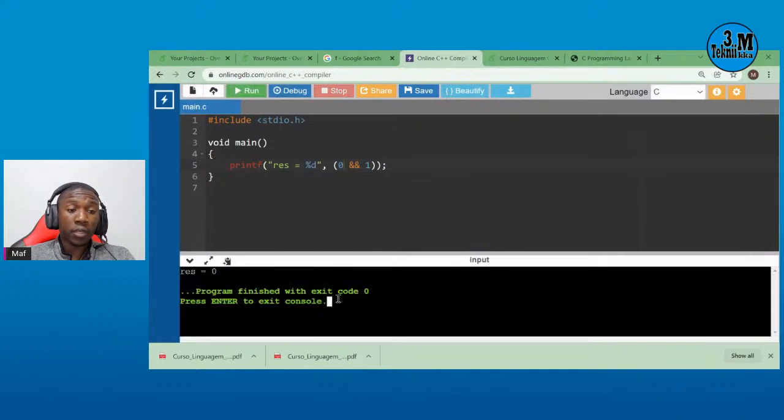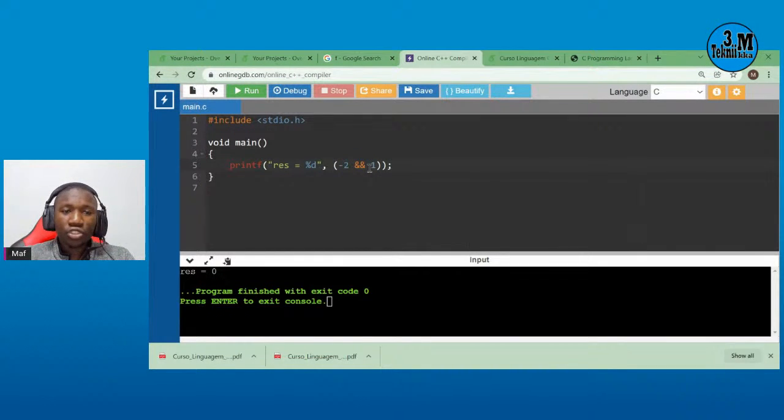What if I say false and true? False and true is false, because the AND operator always gives false when you have at least one false. In order to have true, you have to have both values as true. But what is true? True is any number which is not 0. This is true.